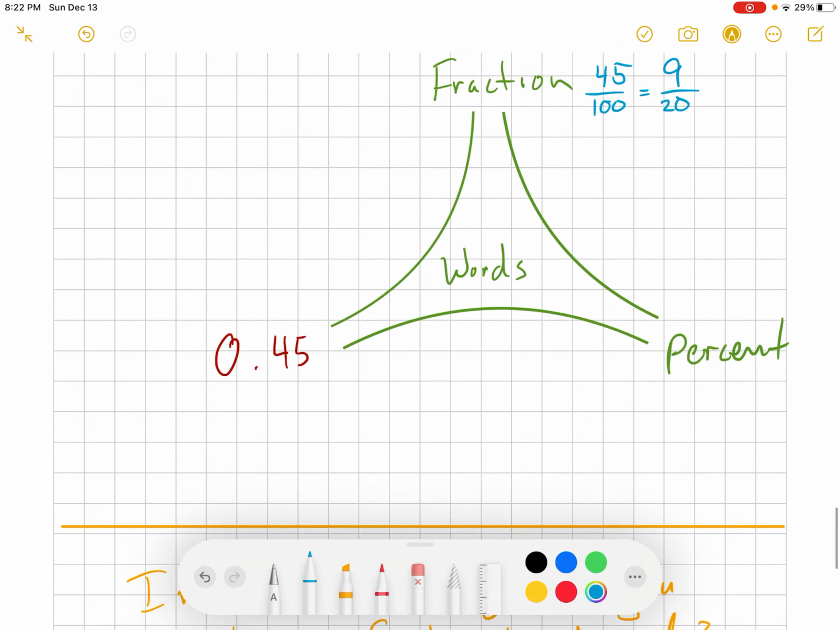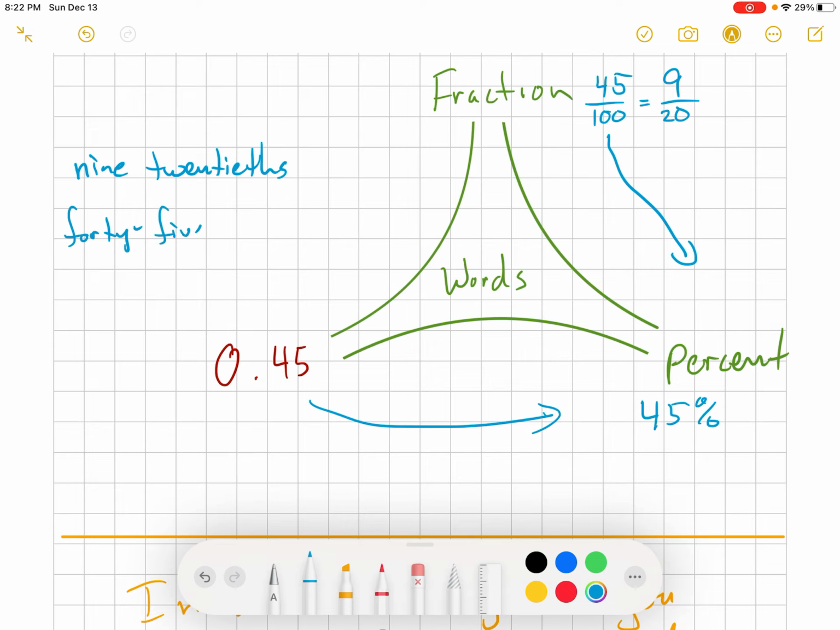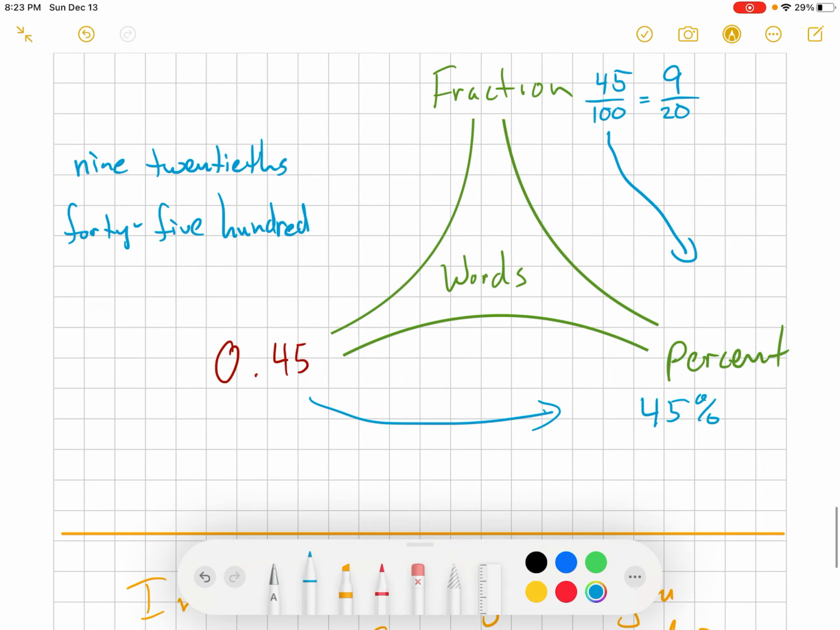The percent is, you know, we could look at it like this, 45%. In the words, you could write this as 9 twentieths. You could write it as 45 hundredths, right? There's all kinds of hundredths. Okay. All of those are good options, okay?